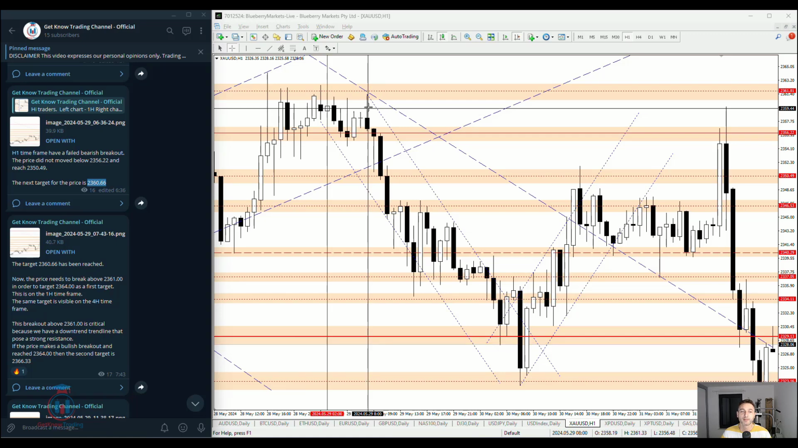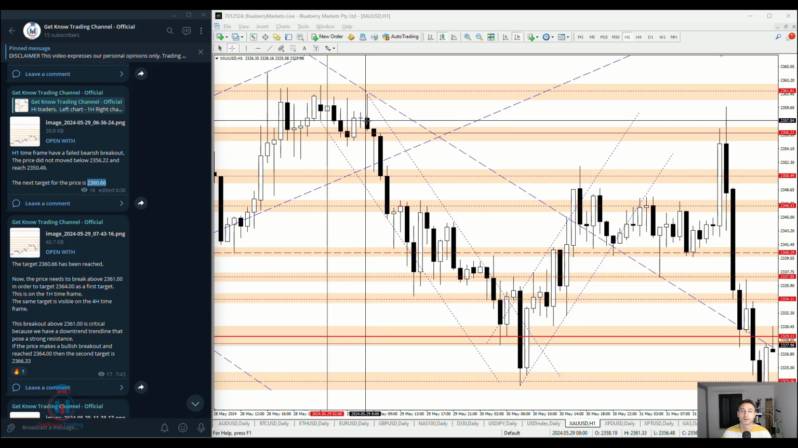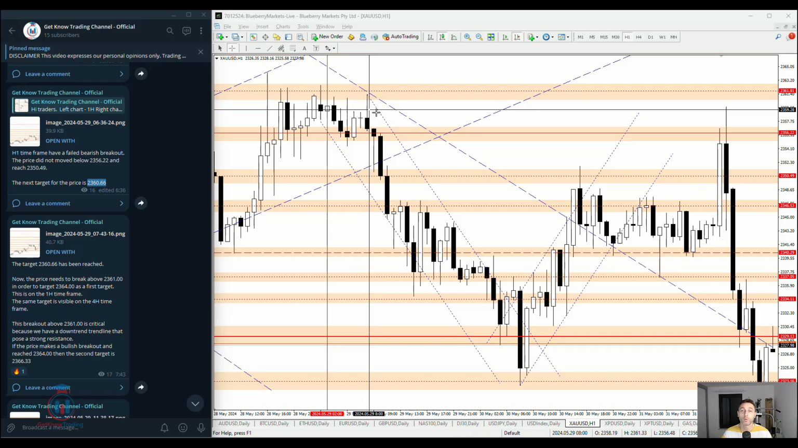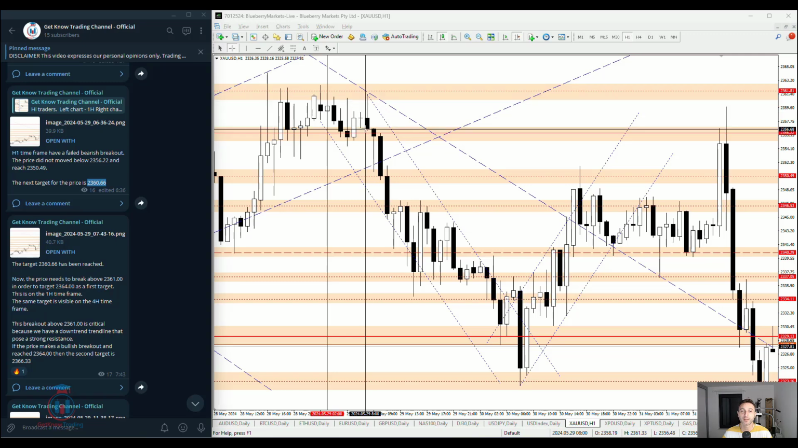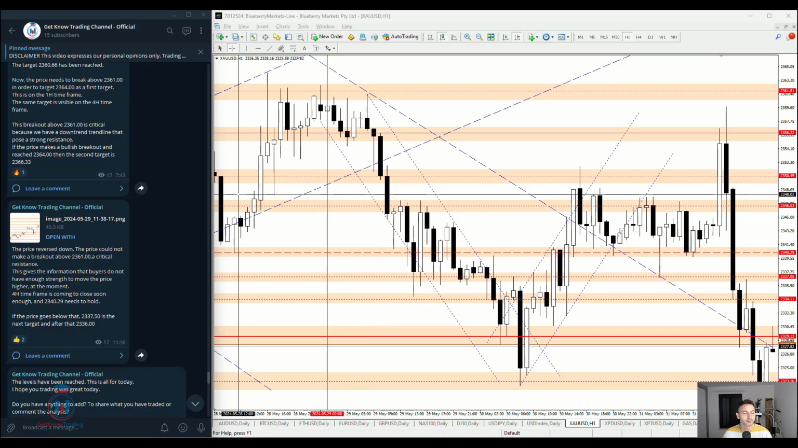When I say the price did not reach, that means the price candle should close above or below that price. In this case, we had only a wick that reached it and then returned back down. Now let's move forward. After that, the price reversed.